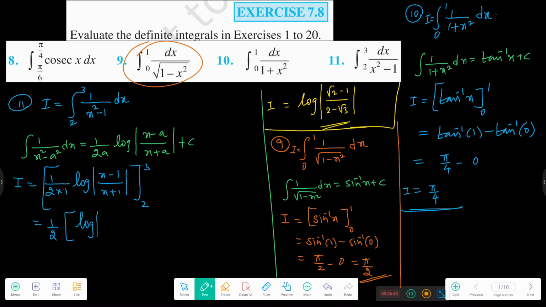So what am I getting? Log of the first upper limit: 3 minus 1 divided by 3 plus 1. Upper limit minus lower limit. So log of 2 minus 1 divided by 2 plus 1. Okay, 2 plus 1.